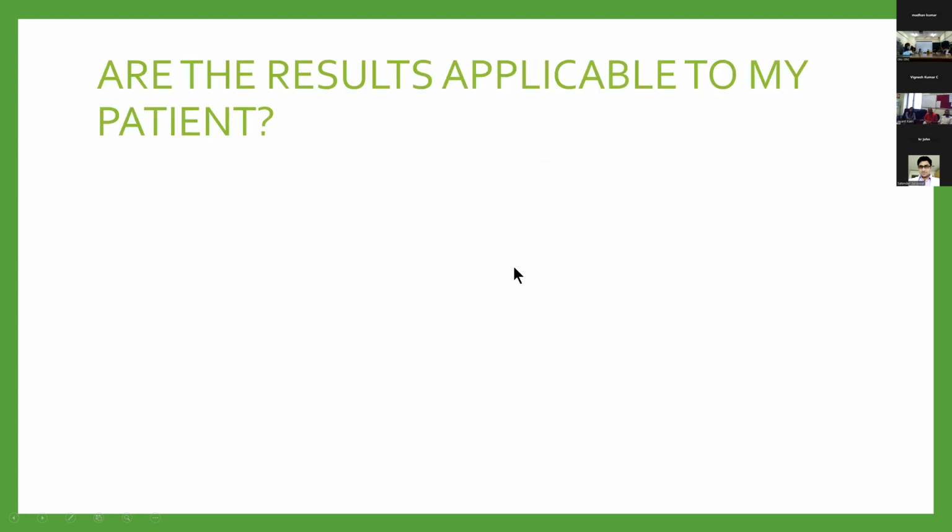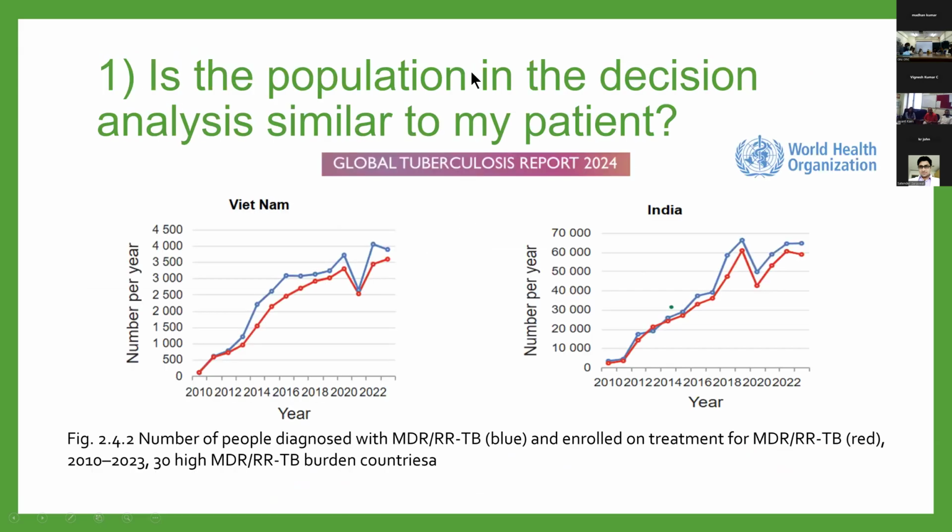Coming to the last part, are the results applicable to my patient? Now, first, is the population similar to my patient? So they had taken Vietnam and we are in India. So this is the WHO TB Global Report 2024. If you look at India, if you look at MDR TB, one who is diagnosed and enrolled on TB program, India is actually more. So we have more incidence of MDR TB. So probably this will be more effective in our setting.